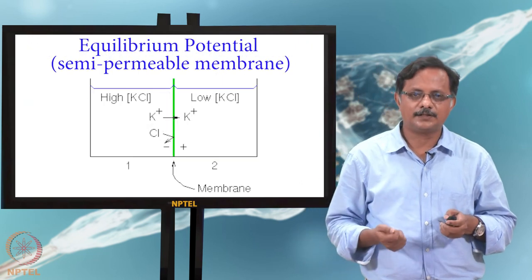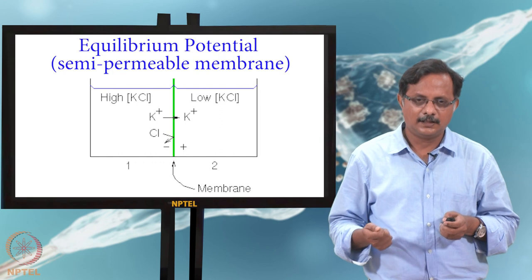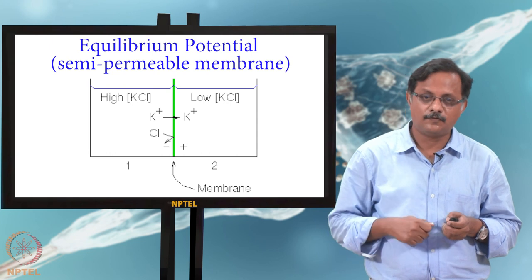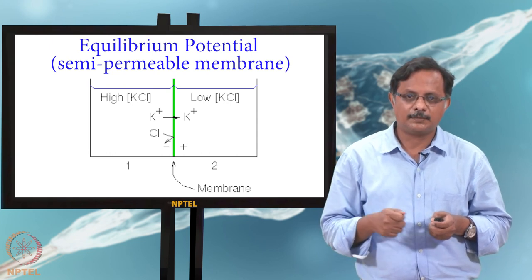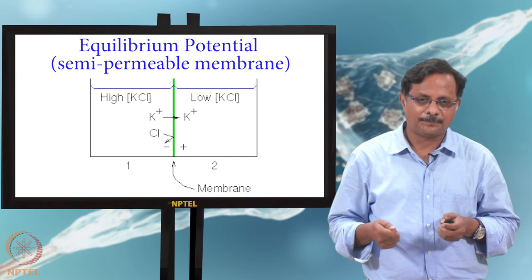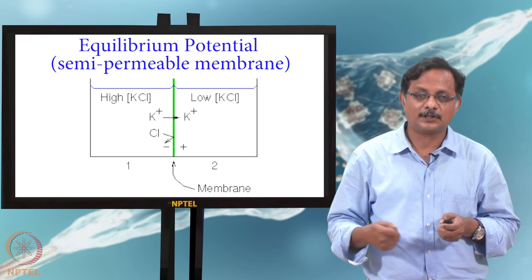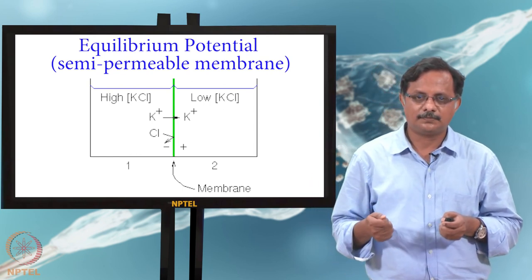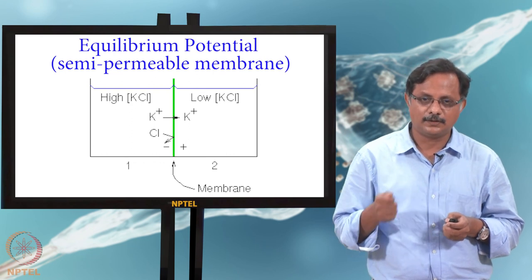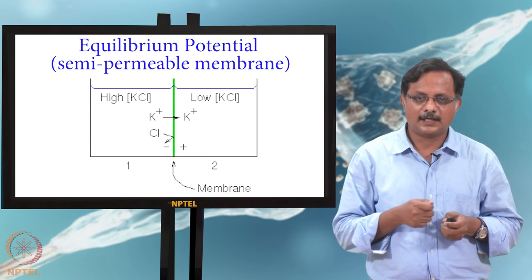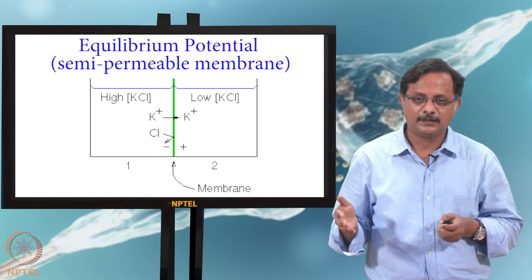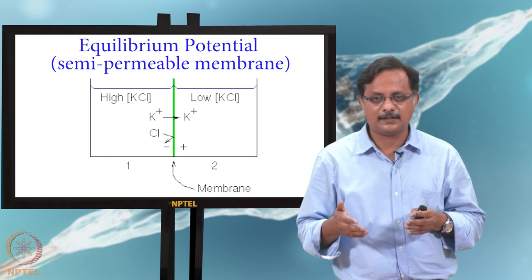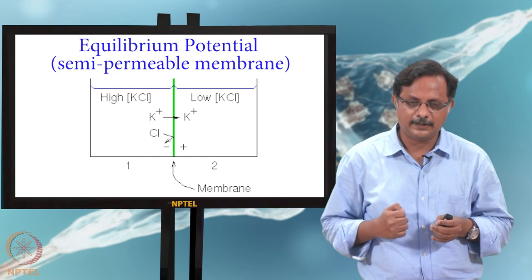Now, let us take a slightly different situation where you have a beaker with a high concentration of KCl on the left side and low concentration on the right side like before. But this time the membrane that separates the two compartments is semi-permeable, that is, it allows only potassium to pass but not chloride. Since potassium is at high concentration on the left side and low on the right, potassium from the left starts diffusing towards the right, crossing the membrane following the chemical gradient. So, there is a chemical gradient driving the flow of potassium from left to right.